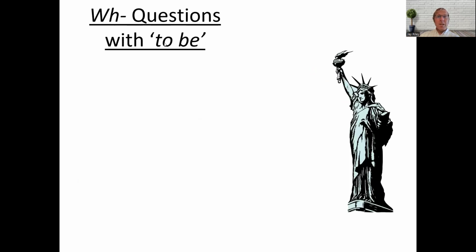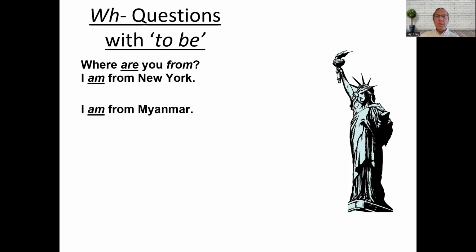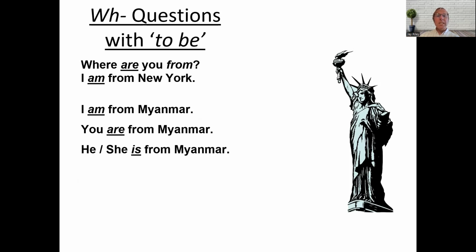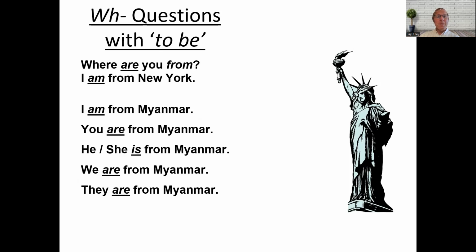So now let's talk about some WH questions with the verb to be. Where are you from? I am from New York. You can also say, I am from Myanmar, or you are from Myanmar. He or she is from Myanmar. We are from Myanmar. They are from Myanmar.